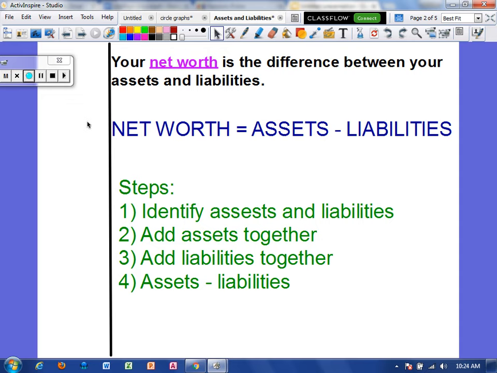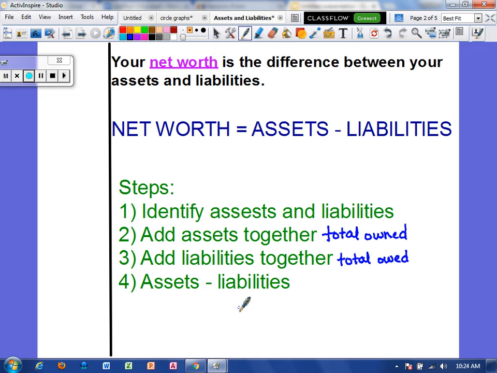So whenever we find net worth, that's the difference between what we own and what we owe, so the difference between assets and liabilities. So to actually calculate net worth, we are going to take the assets minus the liabilities. So whenever we find net worth, the first thing that we'll do is identify the assets and liabilities. Then we're going to add the assets together. That's going to be the total owned. Then we'll add the liabilities together. That will be the total that is owed. And then we're just going to take the assets and subtract the liabilities.